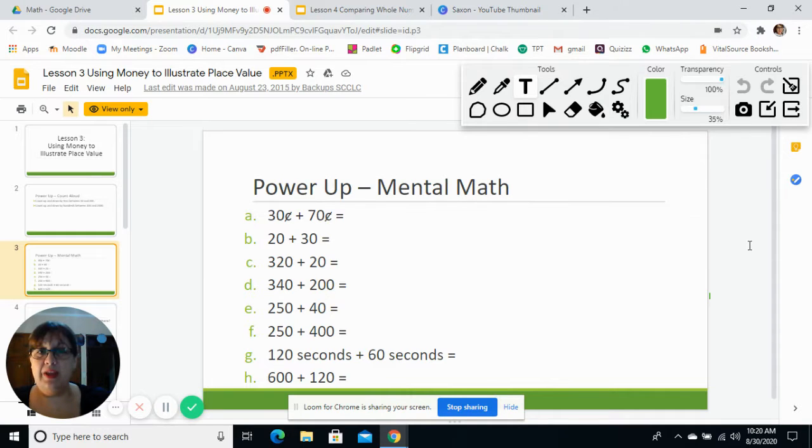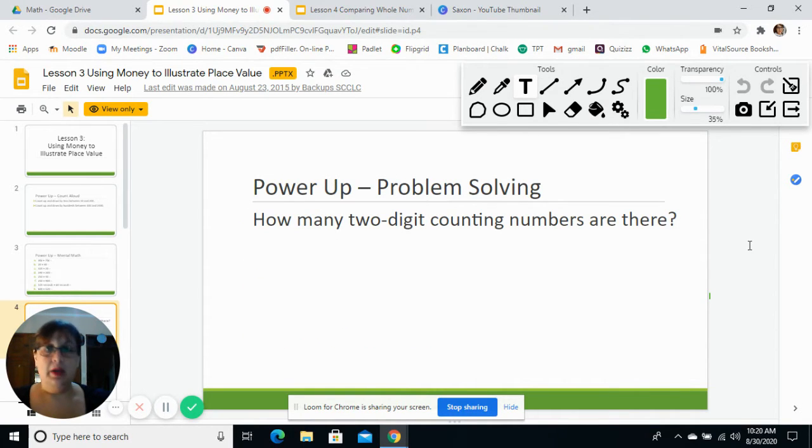Okay, now that you're done with your mental math, let's move on to our group problem solving that we will do together. How many two-digit counting numbers are there? That's our problem for today that we want to solve together. So remember, our first step in problem solving is to understand the problem. And the very first question that we ask every time is, what are we asked to do? So what is it that you think we are asked to do? I see that we are asked to find the two-digit counting numbers. Pretty simple since it's only a one sentence question. How many two-digit counting numbers are there?